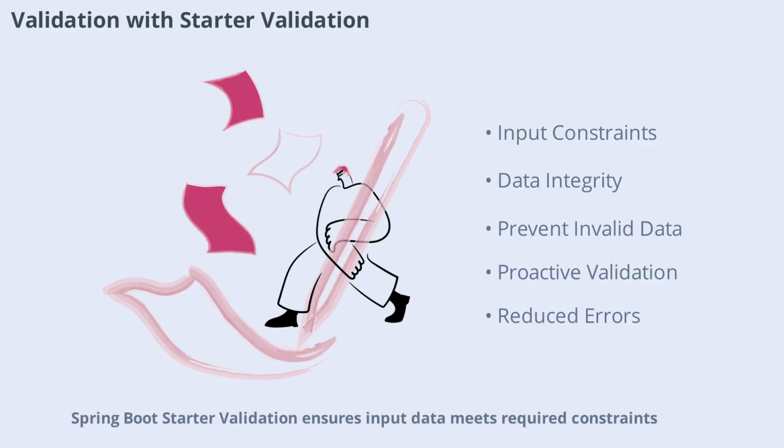Spring Boot Starter Validation ensures input data meets required constraints. By annotating fields with @NotNull and other validation annotations, you prevent invalid data from entering your system. This proactive approach improves data integrity and reduces runtime errors.